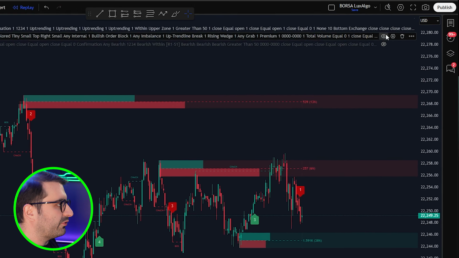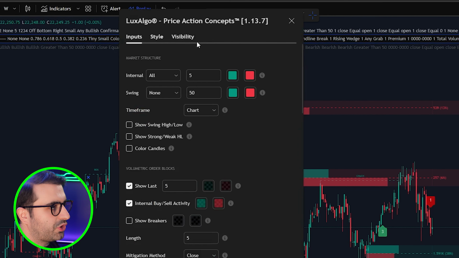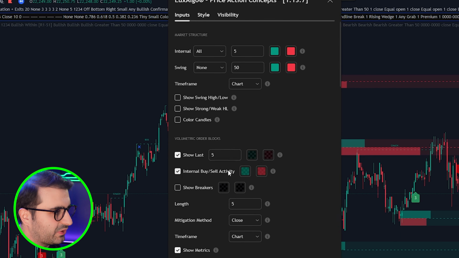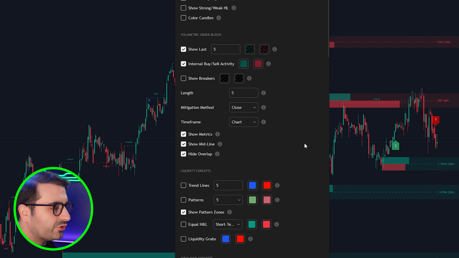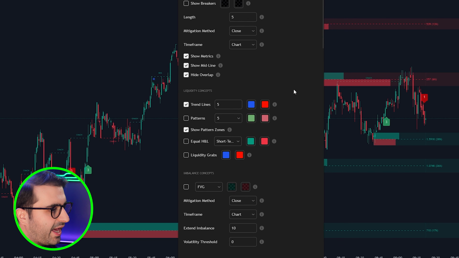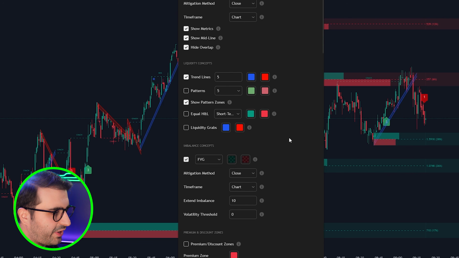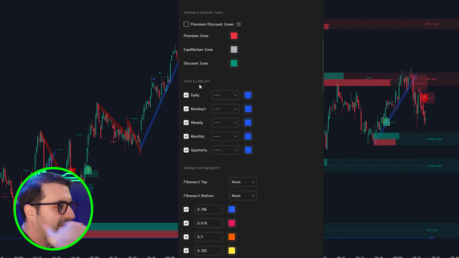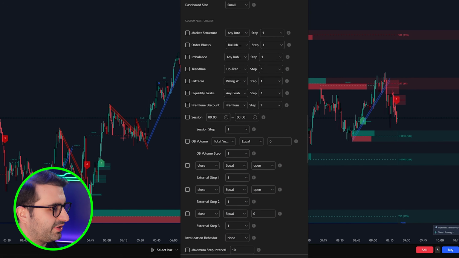Now let's go to our second indicator, Price Action Concepts. All I want you to do is enable the volumetric order blocks. They are a very powerful tool, and I'm about to show you. Enable the trend lines, go down and enable the fair value gap, and please enable the daily, Monday, weekly, monthly, and quarterly highs and lows, multi-time frame. These are the highlights that will appear on your chart. Once you have done that, just hit the OK button.